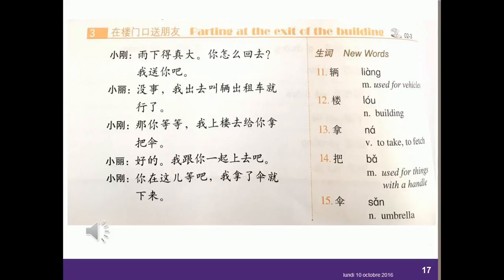小刚 says, 你在这儿等吧。你, 在 located at 这儿, a location, here, plus the activity 等. So you wait here. 你在这儿等吧。我拿了伞, verb 1. Once I get the umbrella, 就下来, then I'll come down. As soon as I get the umbrella, I will come down.